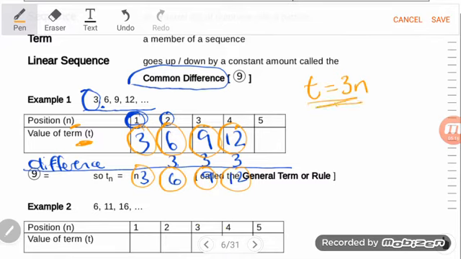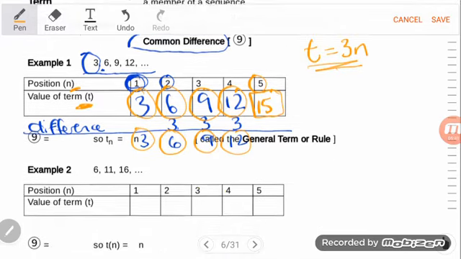So we can use this rule to tell us what the 5th term is going to be. Our term number in this box here is going to equal 3 times 5. 3 5s are 15. Now, did that go up by 3 from 12? 12 plus 3 is 15? Yes, it did. Okay. Let's try something harder, shall we?